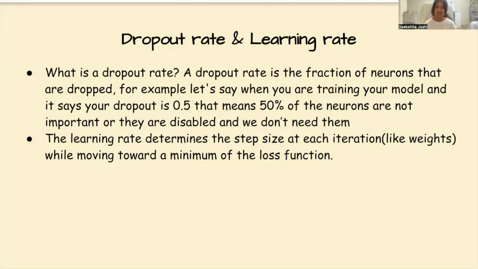The learning rate determines the step size of each iteration. If you don't know what an iteration means, it's the weights within a neuron getting executed, at each iteration while moving toward a minimum of the loss function. Maybe in math form you might think the learning rate is also 50%, adding up to 100%. Lots of people would think that, but it just determines the step size of each iteration, the weights and the neurons. So, yeah.